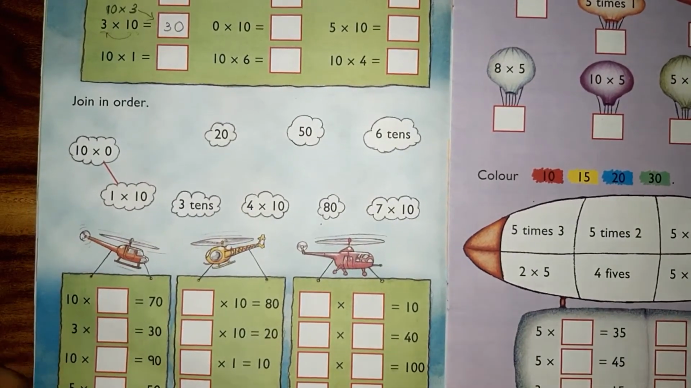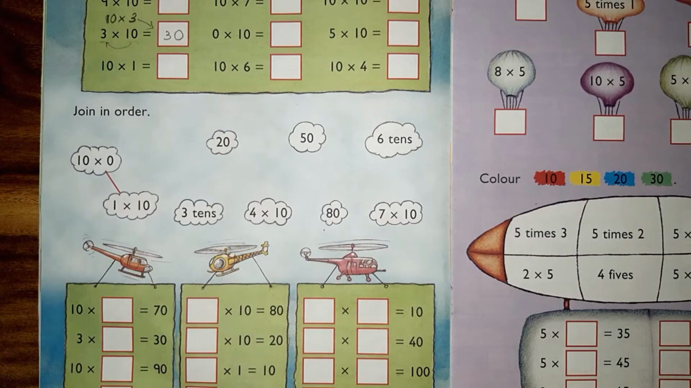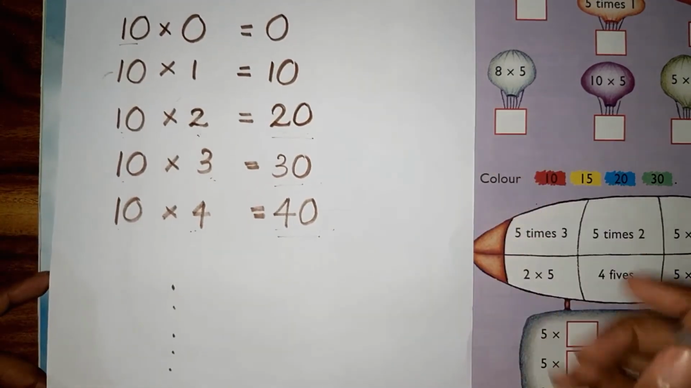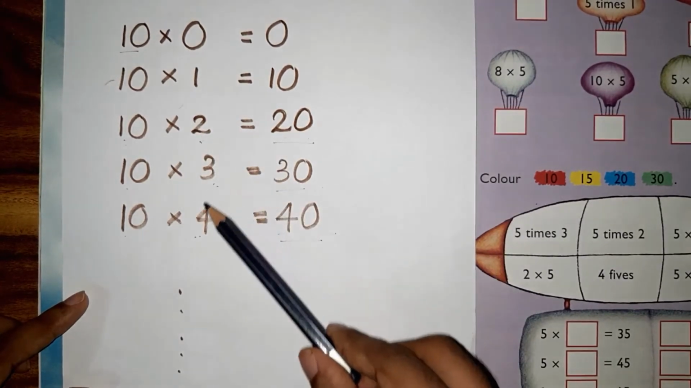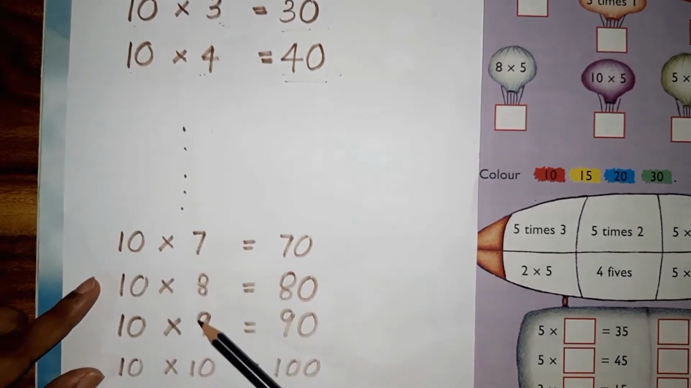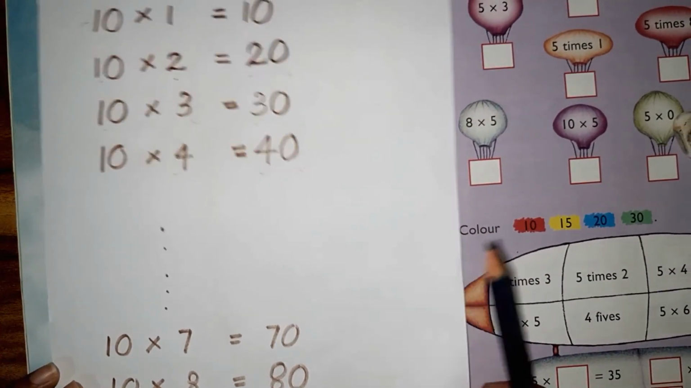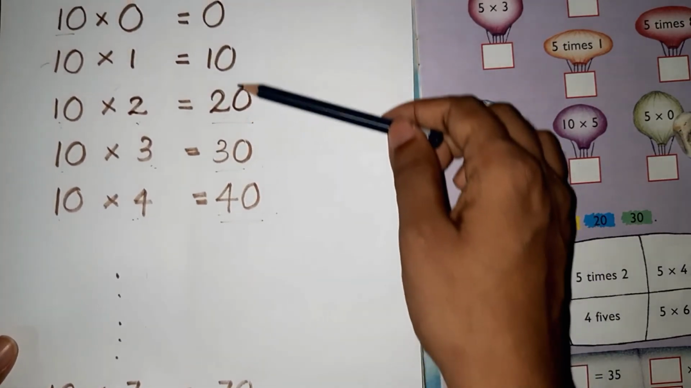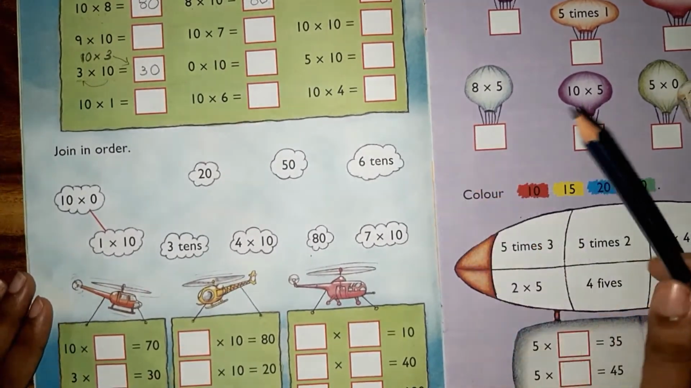Now, next one, join in order. So, what is the order here? We know that when we do the multiplication tables, we have an order. You can see 0, 1, 2, 3, 4, 5, 6, 7, 8, 9, 10. This is the order of the table. Okay, and you can see the answers are ordered here according to the numbers. Okay, now they are asking us to order the numbers.